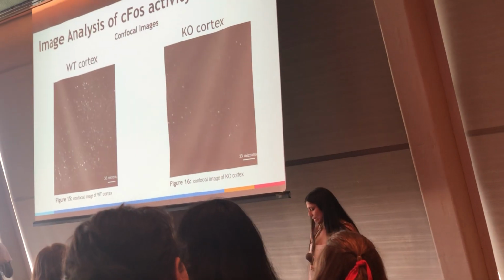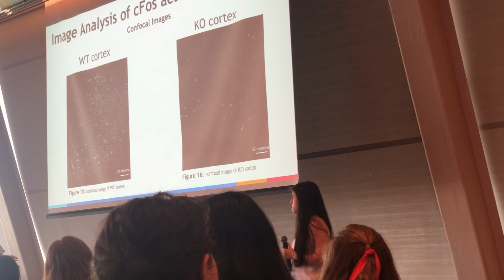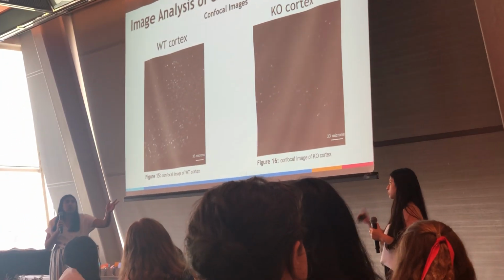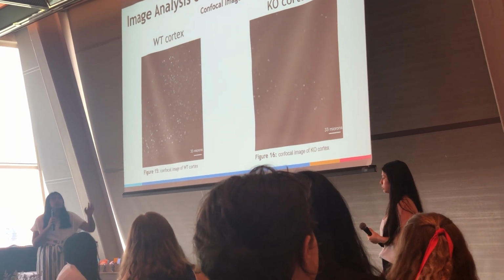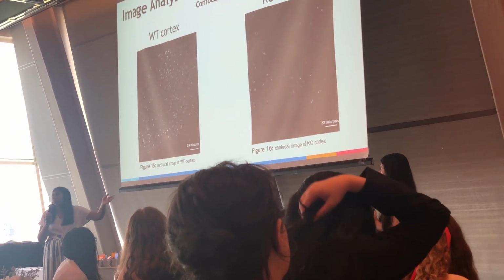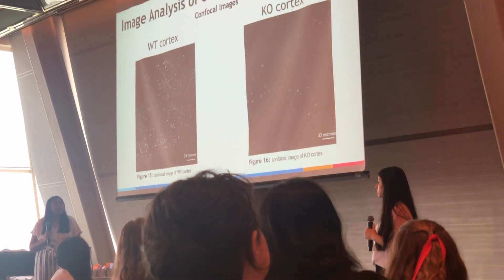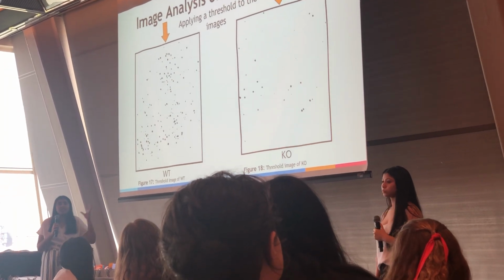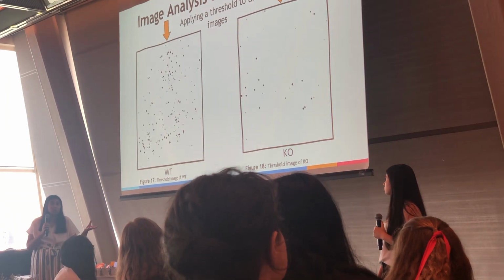So here's a brief example of what our image analysis process looked like. We're just going to use the CFOS wild-type and knockout cortex as an example. So these are the raw, unedited images that we put into ImageJ. And next, we applied some filters on them in order to subtract the background and get the cells as visible as they possibly could be.